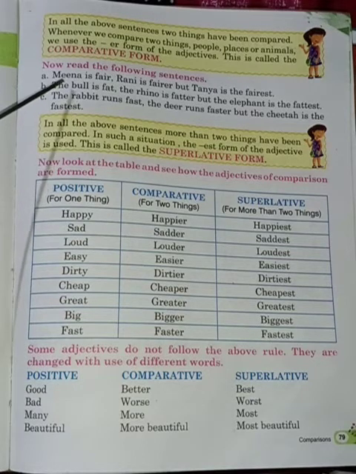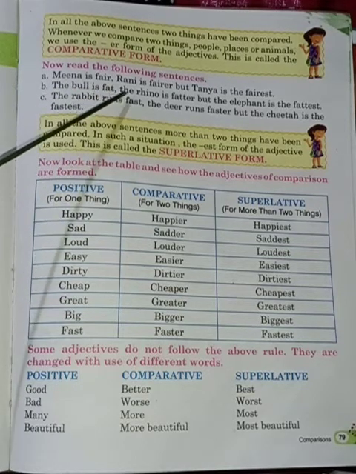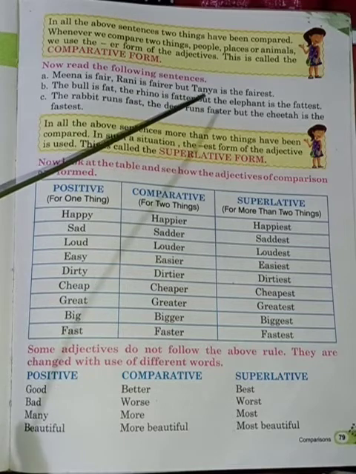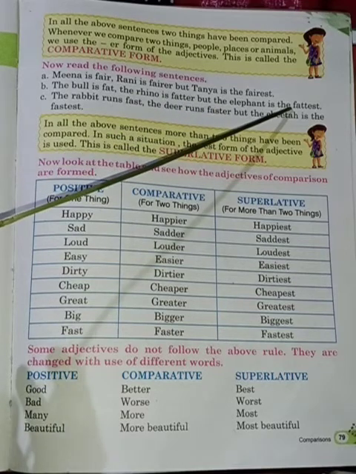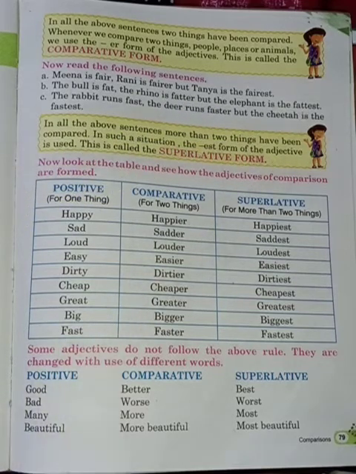Next B. The bull is fat. The rhino is fatter. But the elephant is the fattest. Means बैल मोटा है और बैल से मोटा गेंडा है, लेकिन बैल और गेंडा से भी मोटा हाथी है.